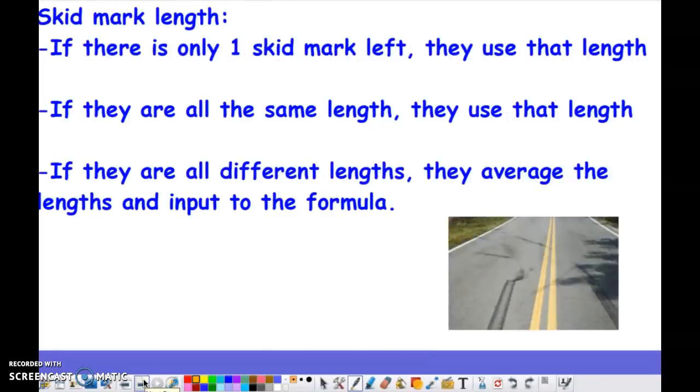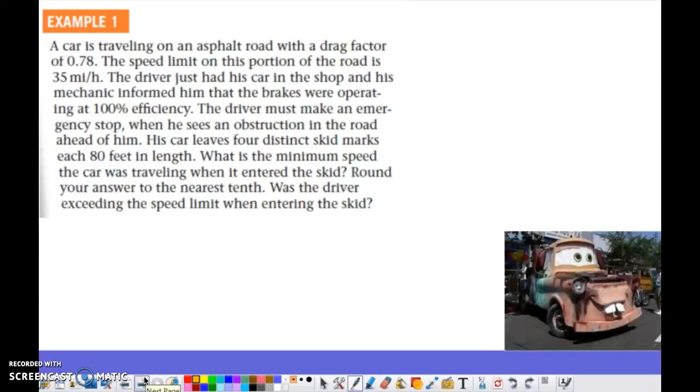Something just with the skid distance, if there's just one skid mark, you just use the length of that skid mark. However, that's not often the case. Oftentimes there's multiple skid marks. If they're all the same length, then you just use that length. However, if they are different lengths, you have to find the average of the lengths, right? To find the average, we have to add up all the skid marks and we have to divide by how many there are. So let's go ahead and jump into an example.